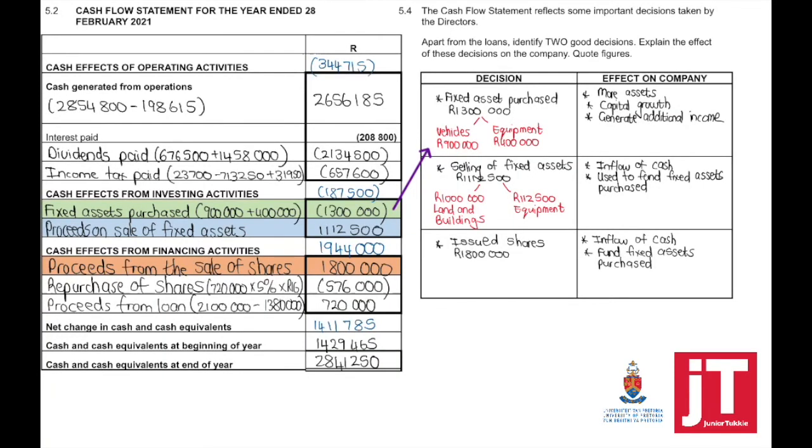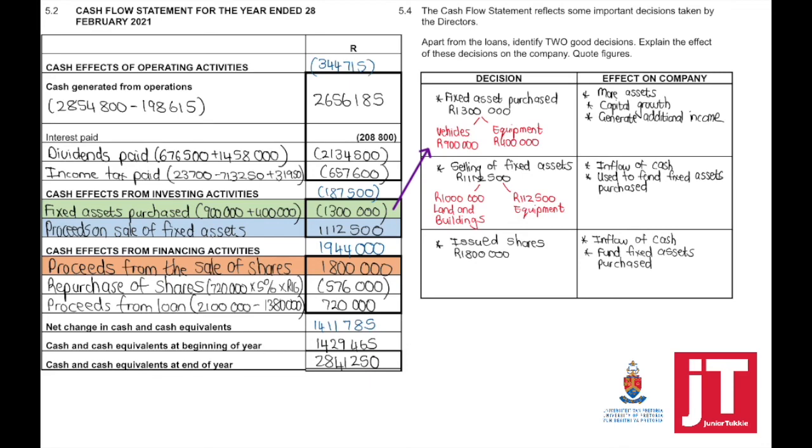The cash flow statement reflects some important decisions taken by the directors apart from the loans. Identify 2 good decisions. Explain the effect of these decisions. So we are going to look at more than one option. This is now where we need to analyze the cash flow statement that you have prepared. So the decisions that you decide to write down will be based on your answers.